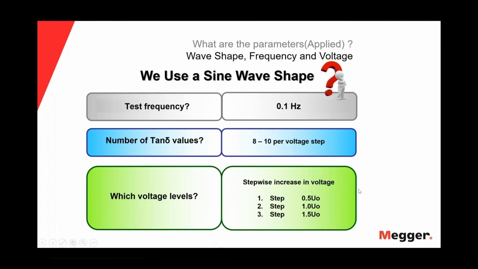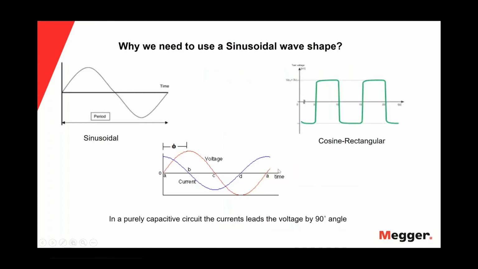Why do we need to use a sine wave shape? Why not use the cosine rectangular wave shape? Well, if we remember the theoretical approach for explaining the tan delta, we say that in a purely capacitive circuit, the current leads the voltage by a 90-degree angle. We can see here the current, the blue trace, is leading the voltage by an angle of 90 degrees. We have here the angle, so this is very important to measure the tan delta.